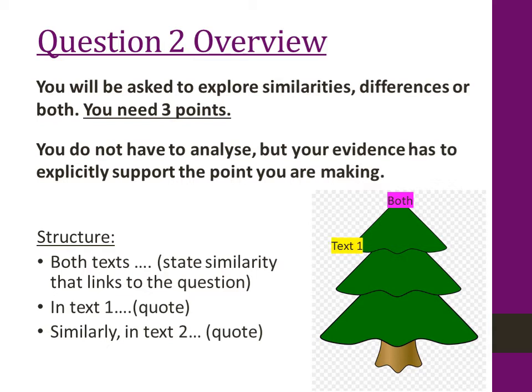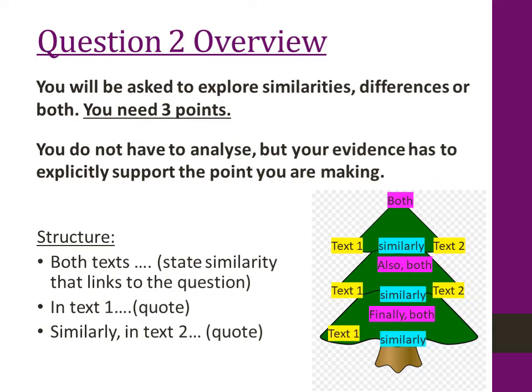Text 1, so then you quote from text 1. Similarly, or you can say by contrast if you're talking about differences, and then you quote from text 2. Also, both, remember if you're doing contrast, then you would say, however, on the other hand. Then once again, you repeat the process, text 1, similarly text 2, or whereas in text 1, by contrast text 2, depending if you're looking at similarities or differences. And then you repeat the process for your third point.